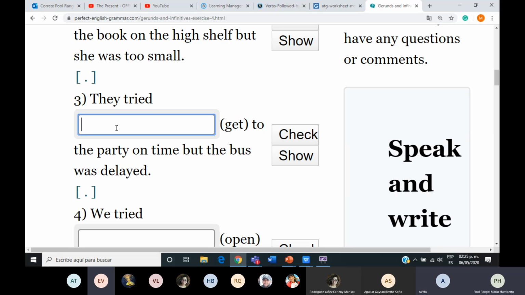Entonces, getting. A ver, unos dicen to get, otros dicen getting. Acuérdense, getting es getting a ver qué pasa, para ver si llegaba. Pero el no get, llegué. Por eso, el to get es a ver si lo podía hacer.